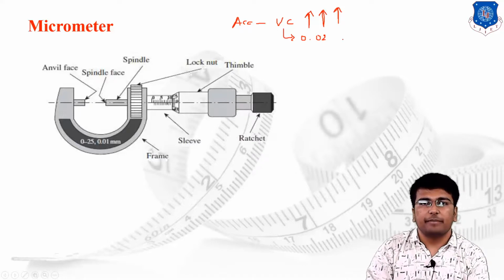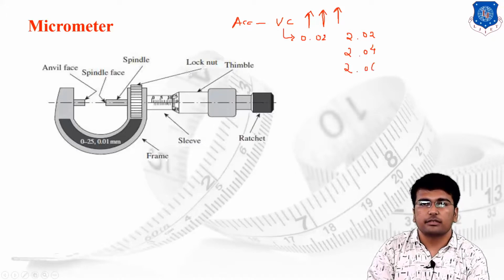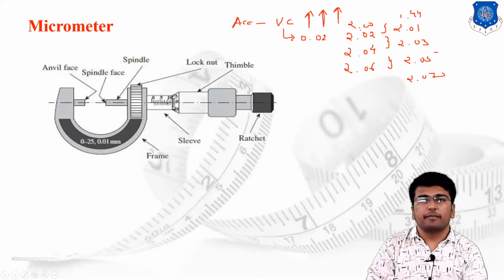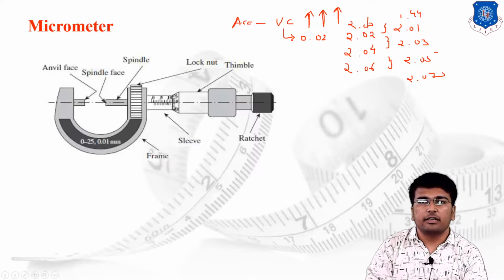It means you can measure readings like 2.02, 2.04, 2.06. You can measure the reading of 2.00, but you cannot measure the reading 2.01. You are not supposed to measure the reading 2.03, or 2.05. So we can say 2.07, or 1.99 cannot be measured. It means if the last digit of the reading is even, then you can measure the reading using the vernier caliper.